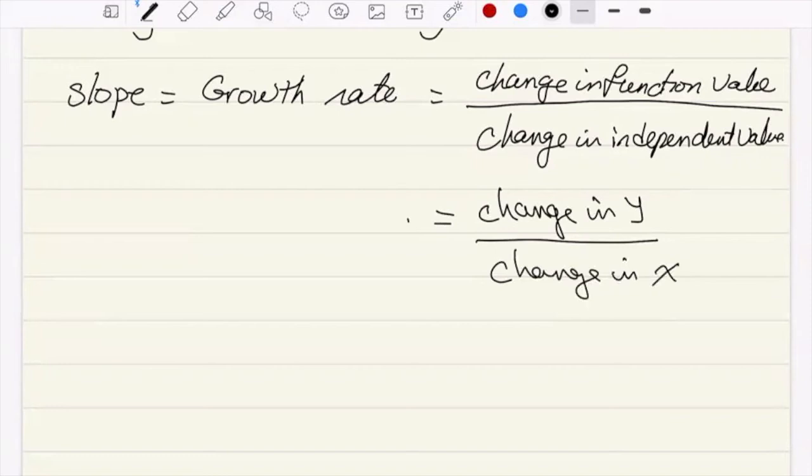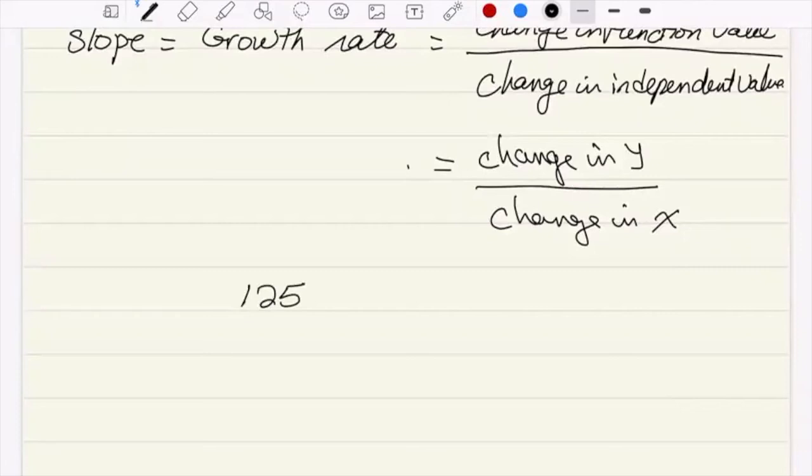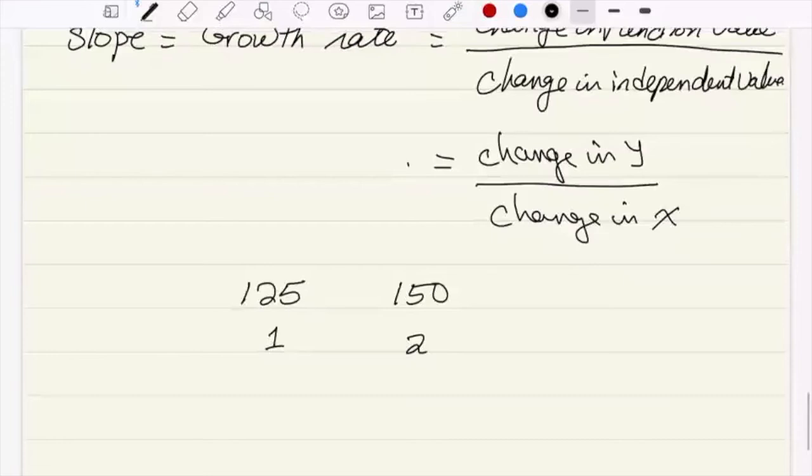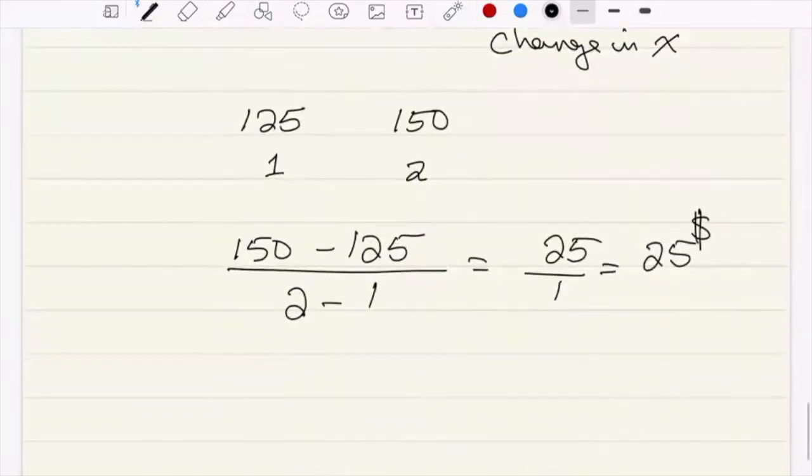Remember, we had $125 in the cookie jar in January. So let's call it month 1. And we had $150 in month 2. So what is the growth rate? If I were to find the growth rate or the slope, I would say, okay, what's my change in y? My change in y is 150 minus 125 over the change in x, month 2 minus month 1, which is 25 over 1, which is what we had originally, $25. And that's how we would solve it, using different examples.